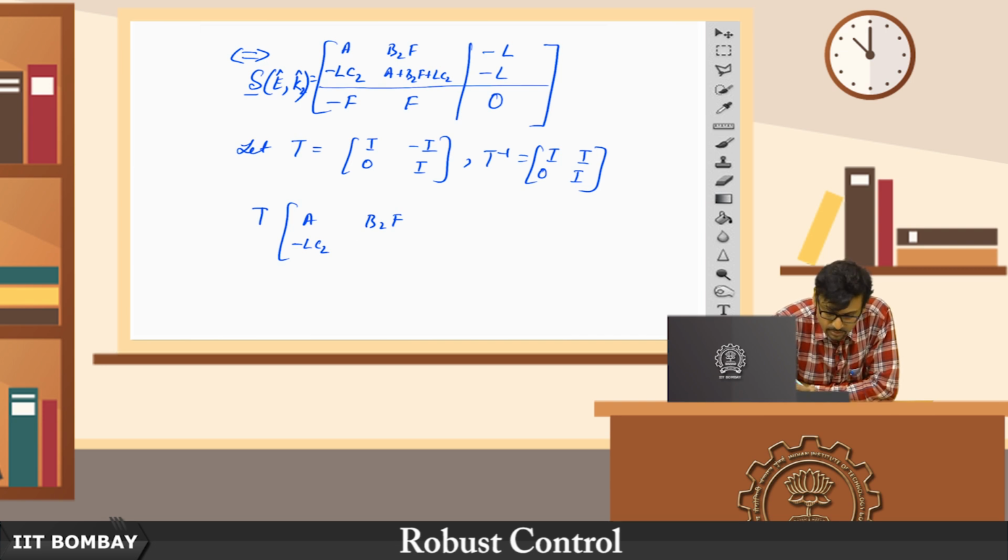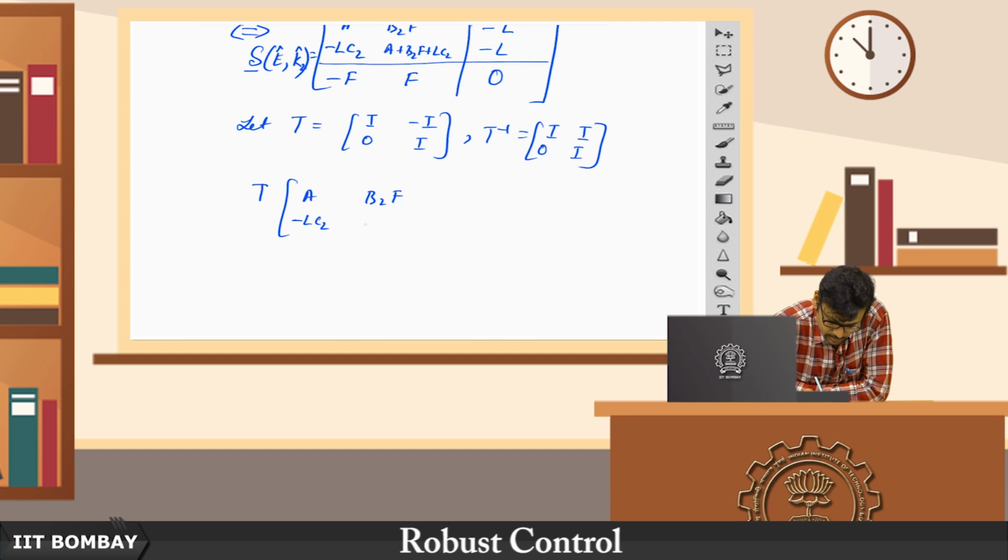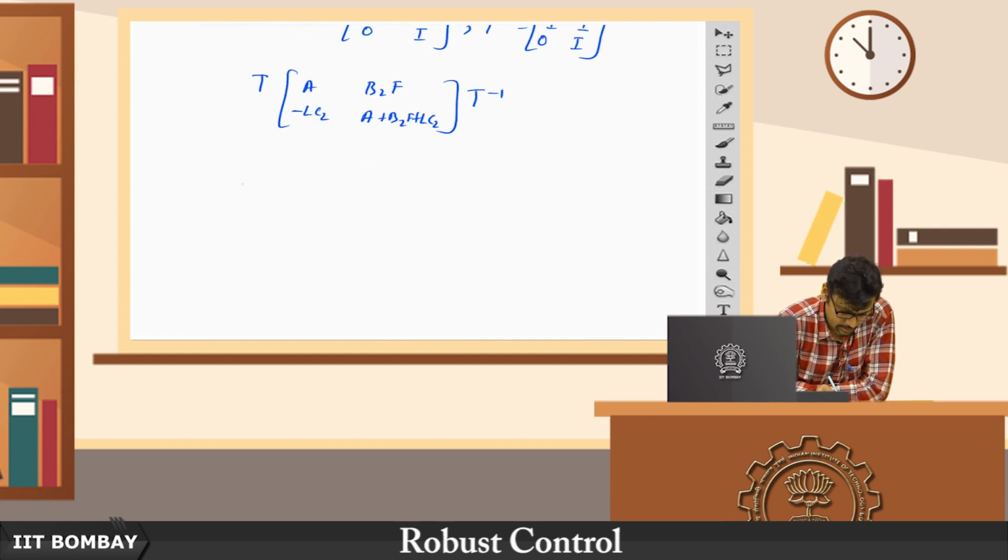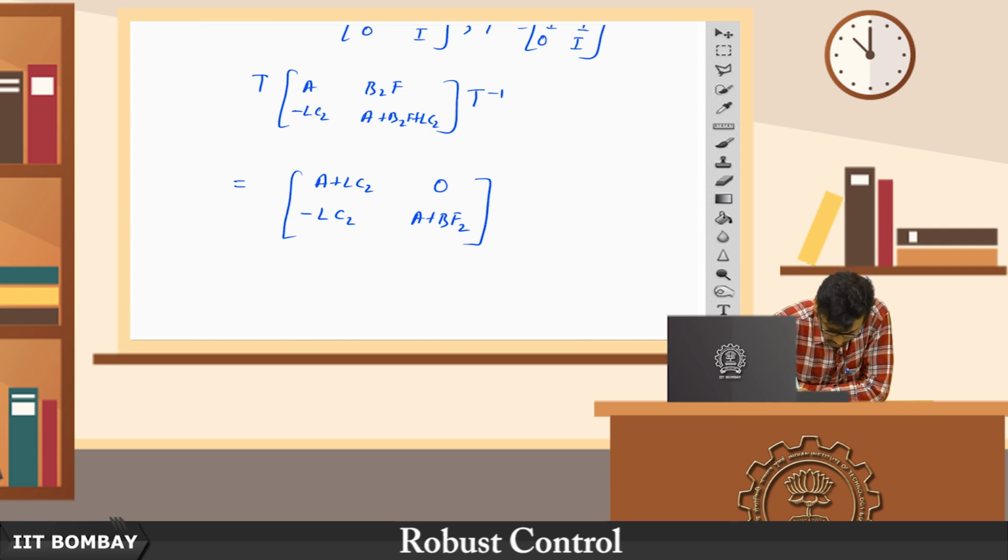This I is of size equal to the controller and plant, they are of the same size we have taken, right. This is A plus B2F plus LC2 times T inverse, and you can check that this turns out to be A plus LC2, 0. I have done this operation earlier, so I remembered this. This in fact was very useful in proving our separation principle, if you recall, the observer and controller separation principle. So this is our A bar closed loop.